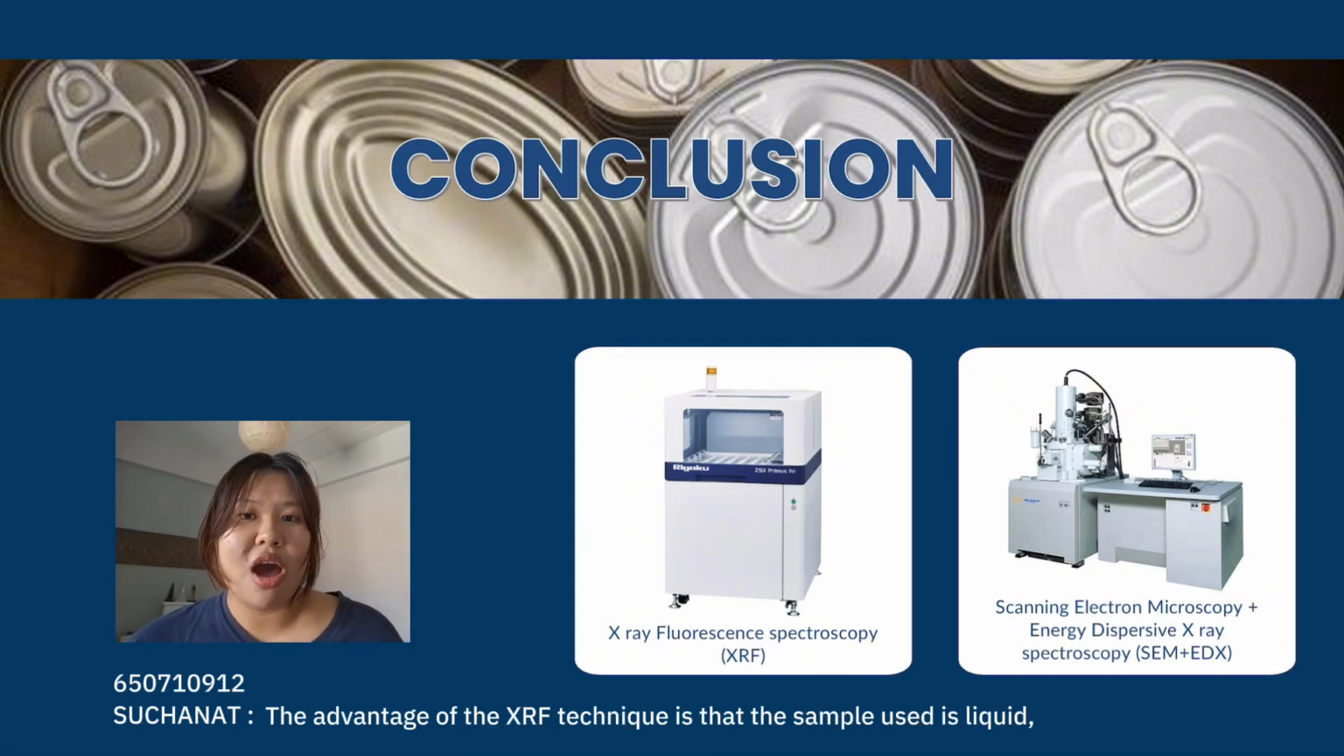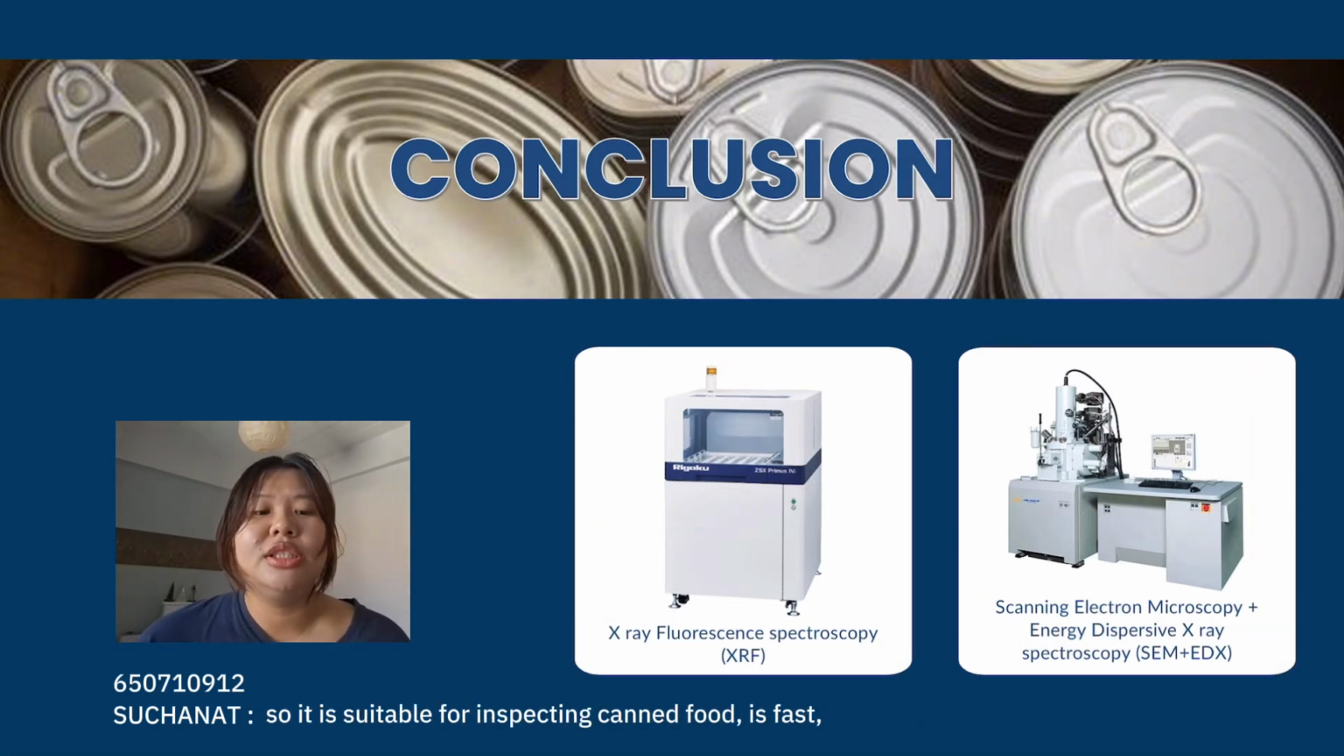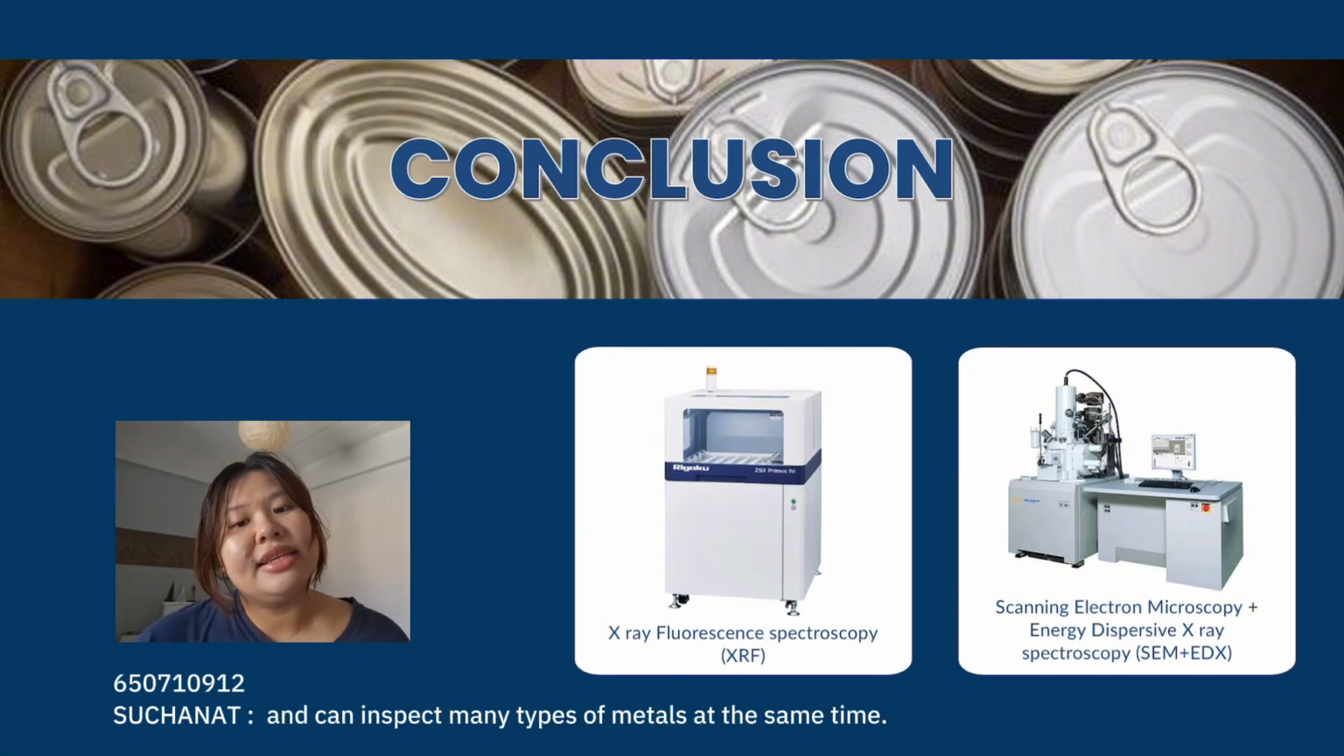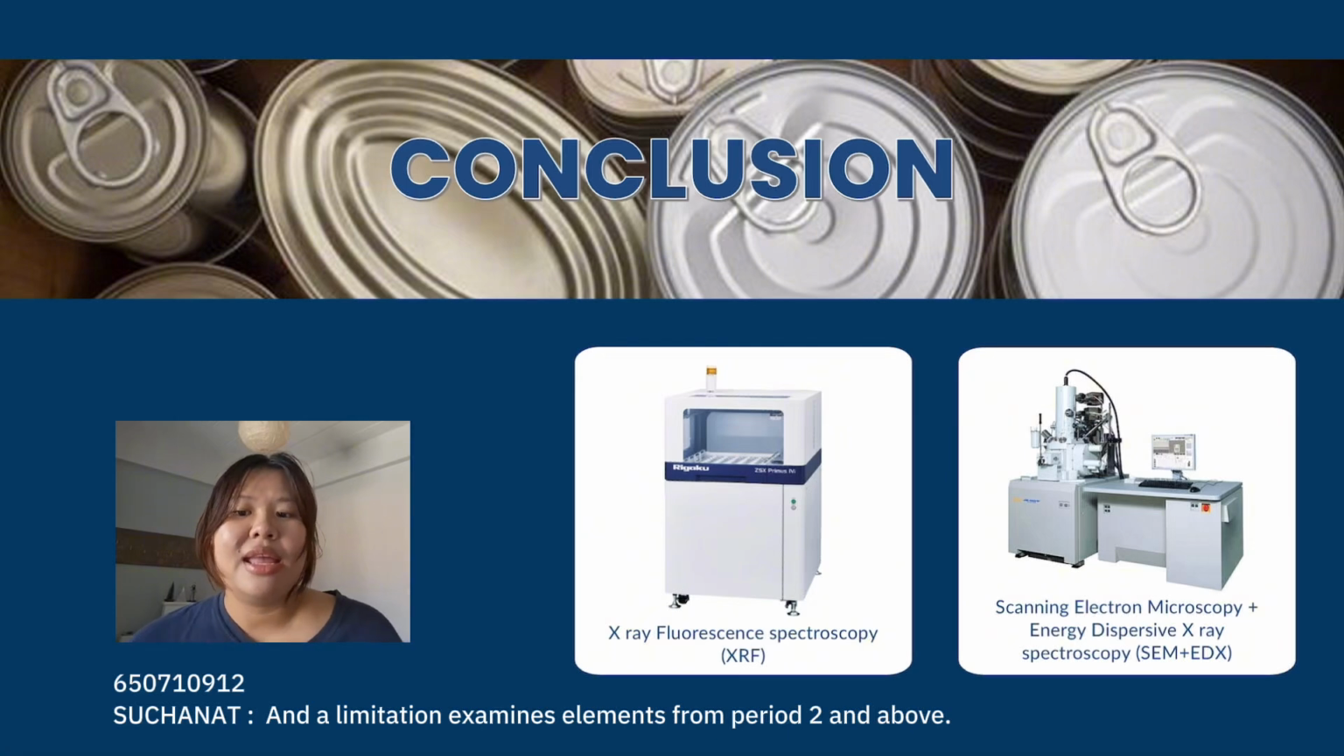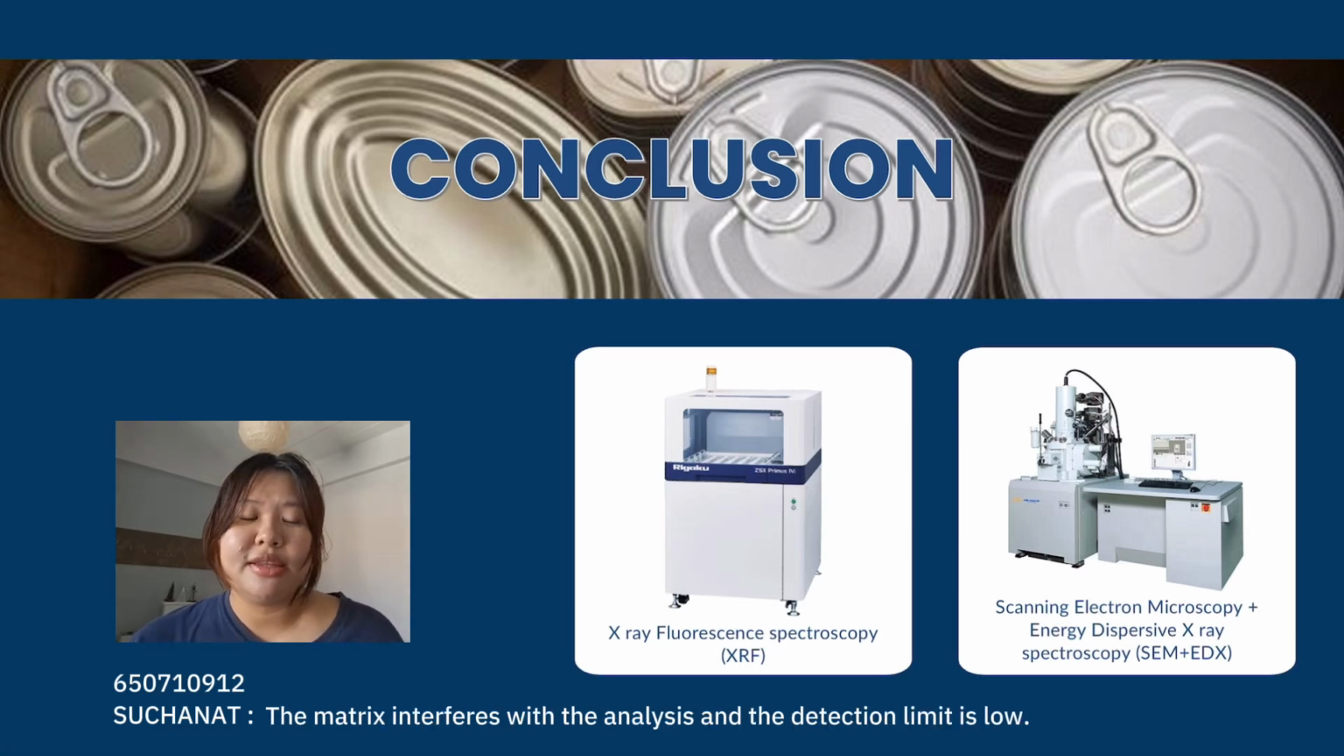The advantage of the XRF technique is that the sample used is liquid, so it is suitable for inspecting canned food. It's fast and can inspect many types of metal at the same time. A limitation is that it examines elements from period 2 and above. The matrix interferes with the analysis and the detection limit is low.